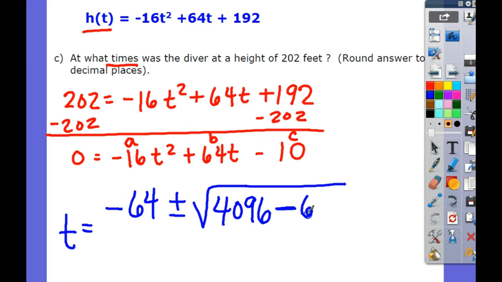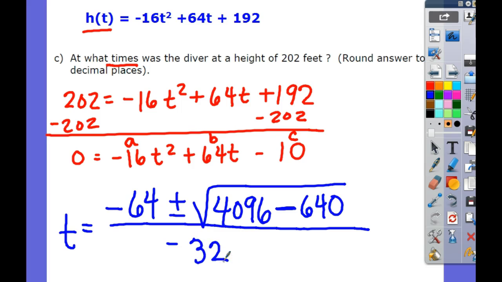Did you check this number out for me? Is that the correct number? 4 times A times C. Now, we are not going to simplify this number, because I can't find negative 64 plus or minus some radical number divided by negative 32 on my watch. Because of the context of the problem, it does not make any sense to simplify this problem. What I am going to do is decimalize this part right here. Square root of 4096 minus 640.